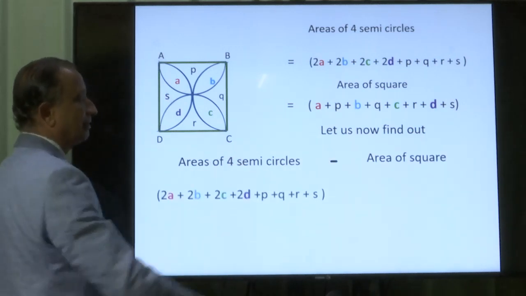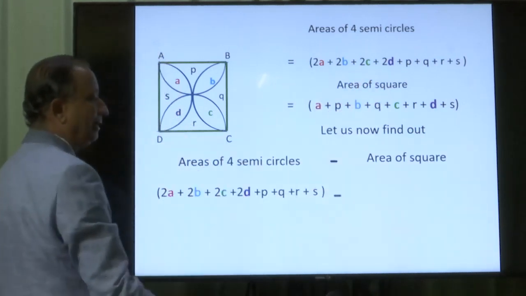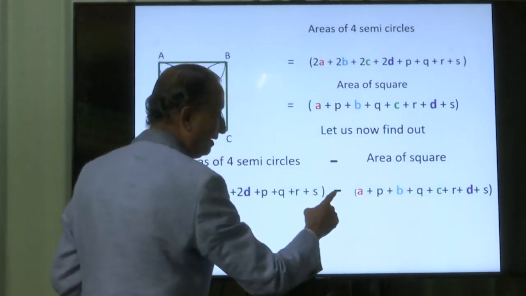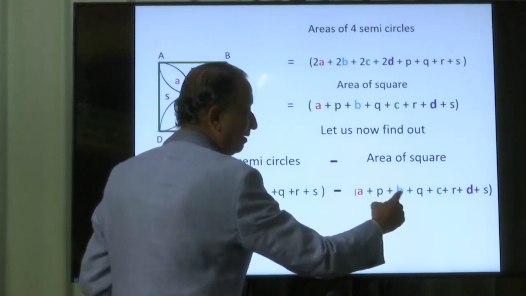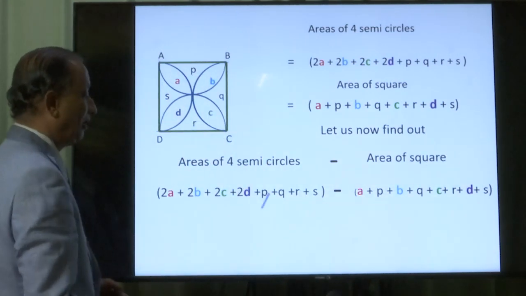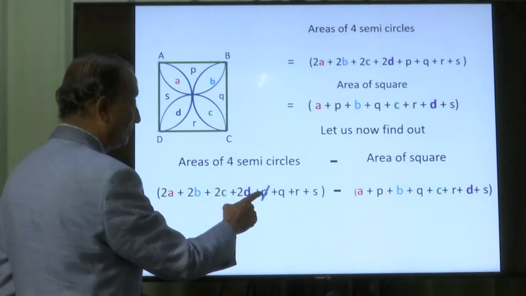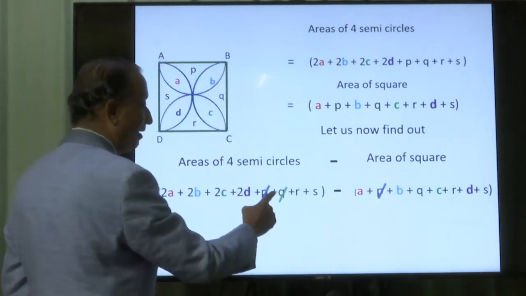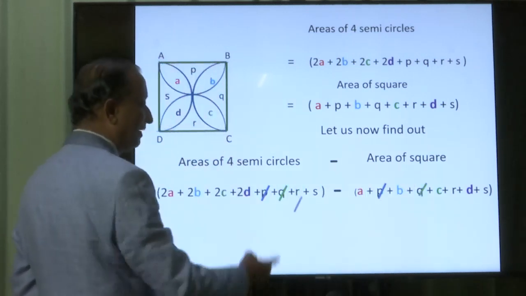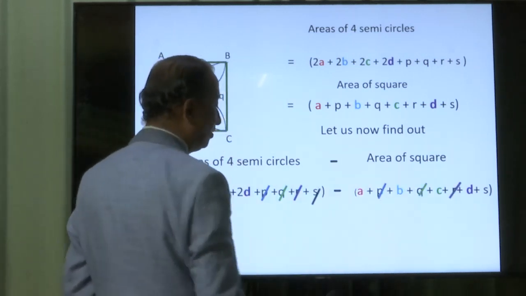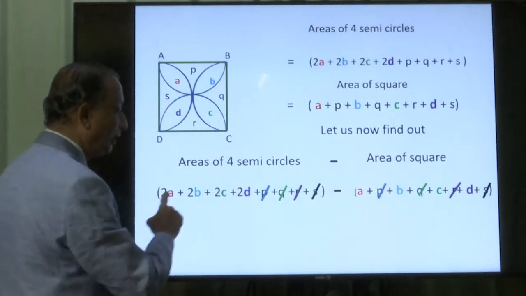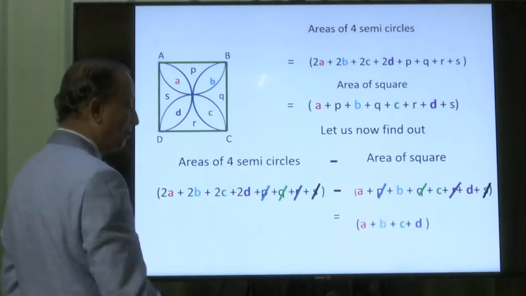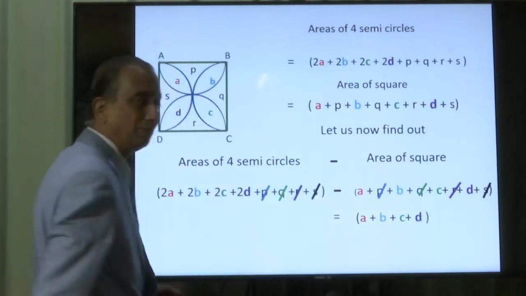Okay, area of 4 semicircles is this, minus area of the square is this. So, this is followed by minus, so minus A, minus P, minus B and so on. Now, you can easily simplify this. Plus P, because of this minus, it became minus P. For the same reason, Q is getting cancelled, R and S are also getting cancelled. Now, 2A minus A is A and 2B minus B is B, and again C plus D.